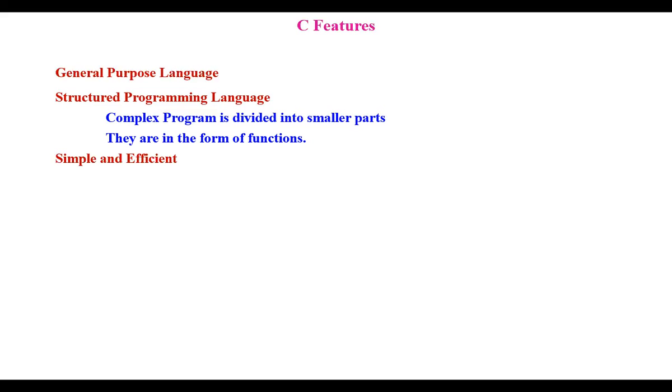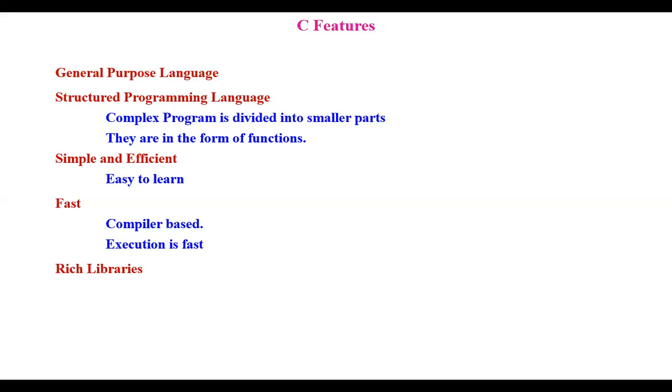And it is simple and efficient. A very simple language, easily can be learned, easy to understand, and very efficient to run. Easy to learn, right? Next, fast. The execution of these programs is fast. So it is compiler based. Already in the previous module we have seen C programming is compiler based. That's why it is faster. The execution is fast.